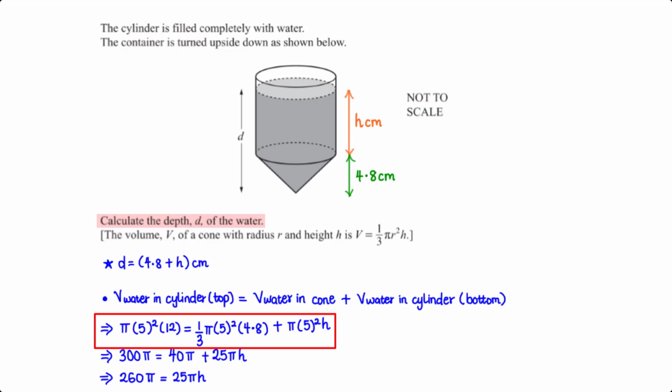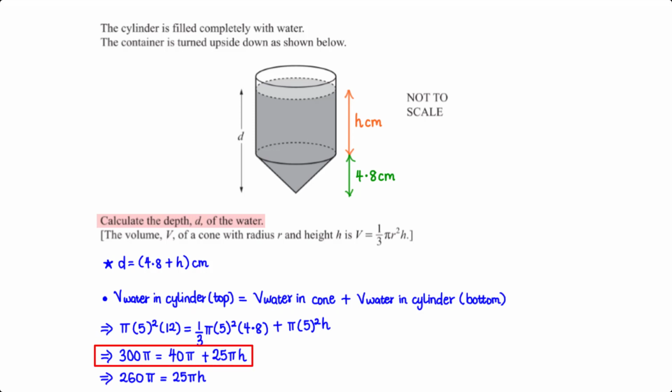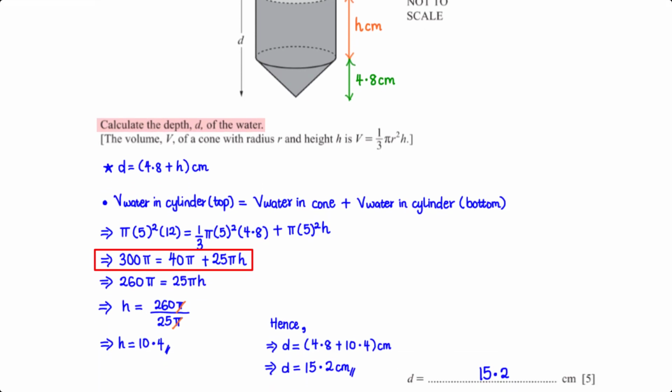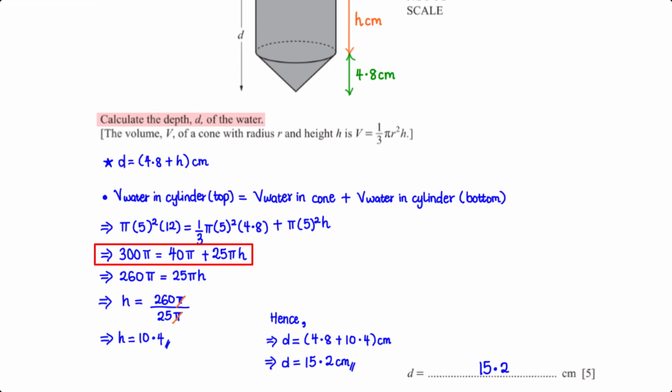Pi times 5 squared times 12 is 300 pi. 1 over 3 pi times 5 squared times 4.8 is 40 pi. Pi times 5 squared times h is 25 pi h. When we subtract 40 pi from both sides of the equation, this is what we have.